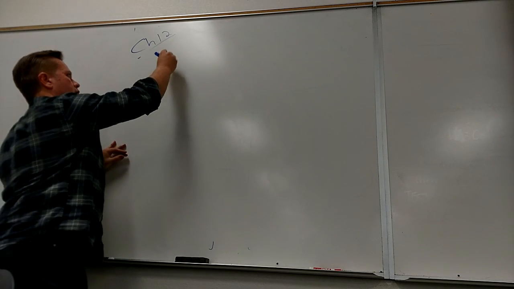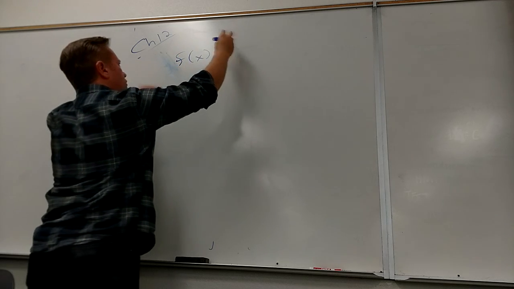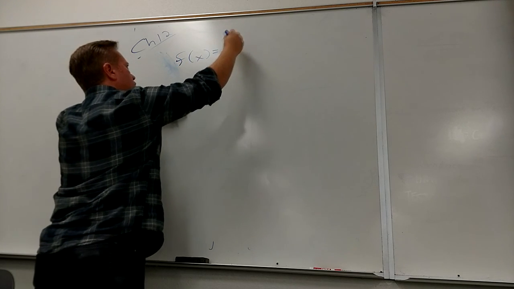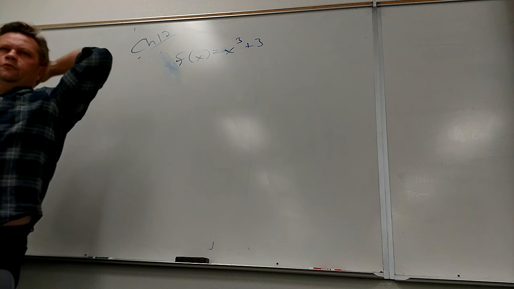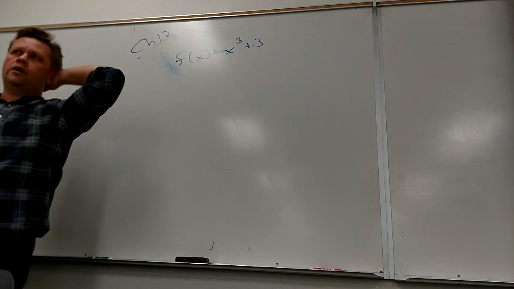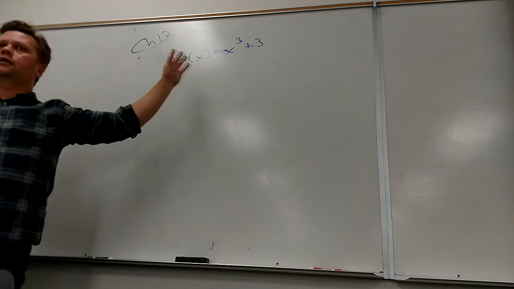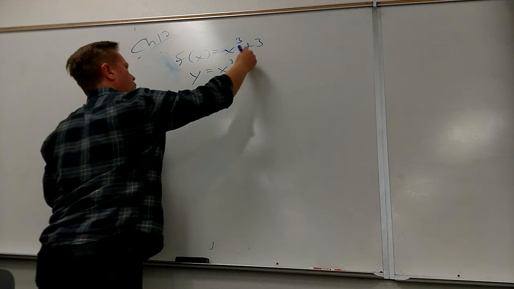So let's say I'm given, let's start off with the way you're going to see it. f of x equals x cubed plus 3. Where's the y in that statement? There's a y in this statement. Where is it? What took the place of y? f of x. So bring y back.